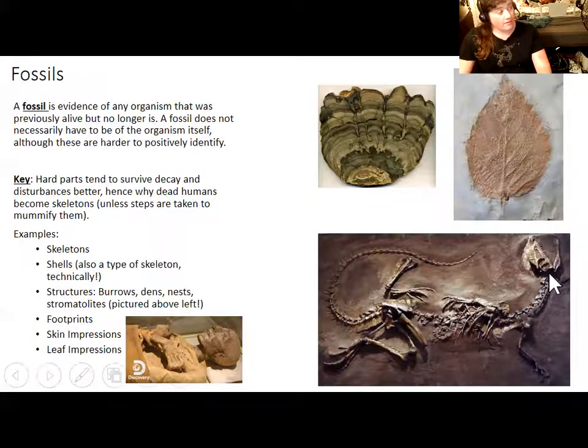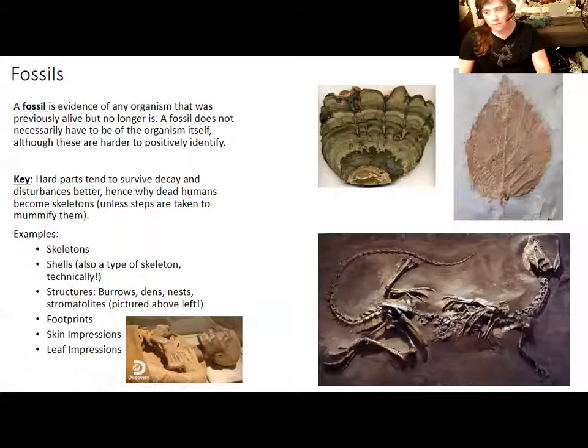The key thing about fossils is that the harder parts are going to survive better. Bones, teeth, shells, exoskeletons, wood. Actually, talking about plant fossils, wood has a much bigger chance of surviving than leaves. So most fossils are that.